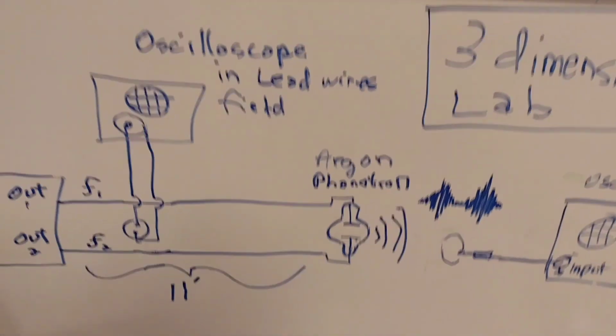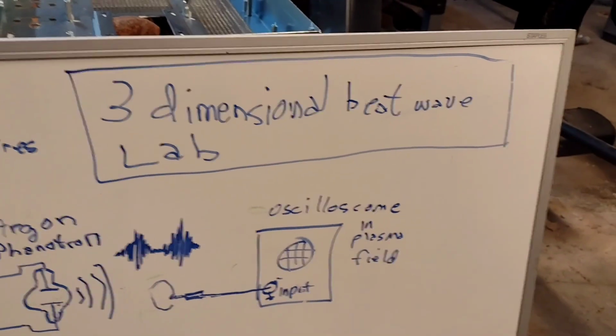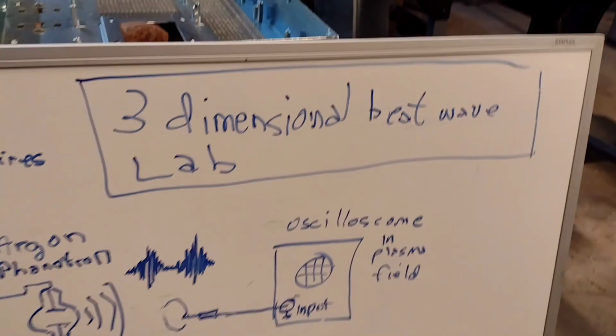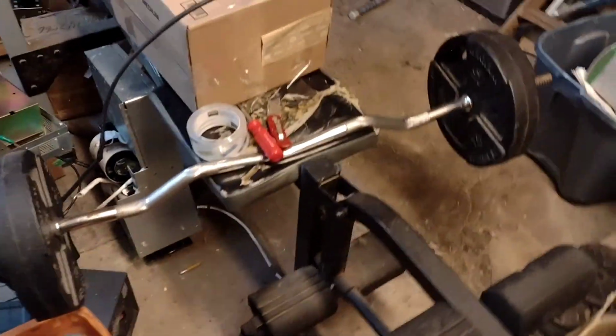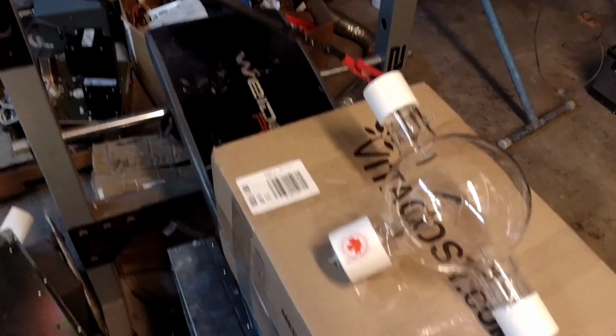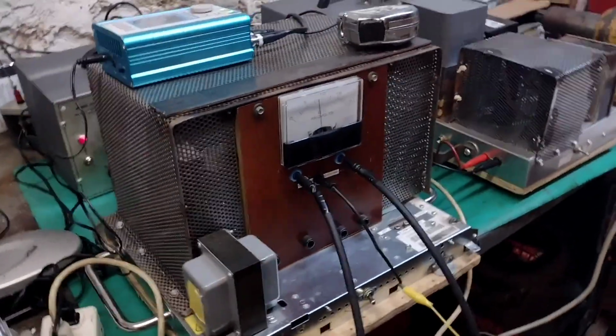The idea of this experiment is that the beat frequency is three-dimensional in the room. So this is called the three-dimensional beat wave lab. And here's the setup. We're going back to our argon-filled glass bulb. You'll see there's a lead connected to each end of the bulb. The leads extend 10 to 11 feet back to the audio amplifier.